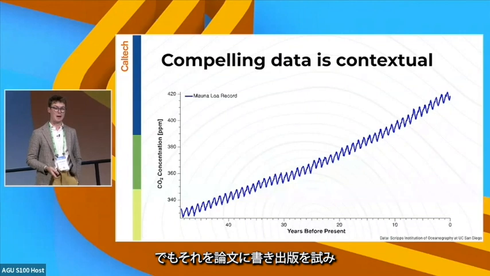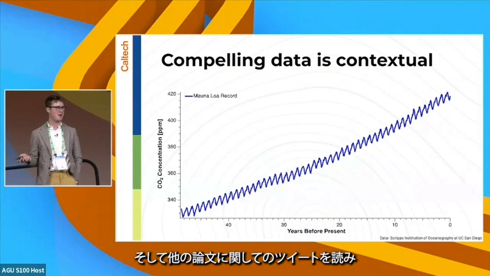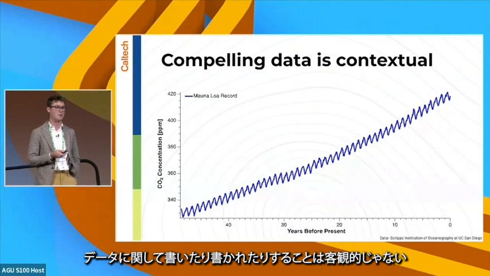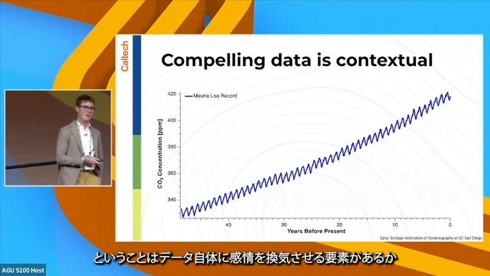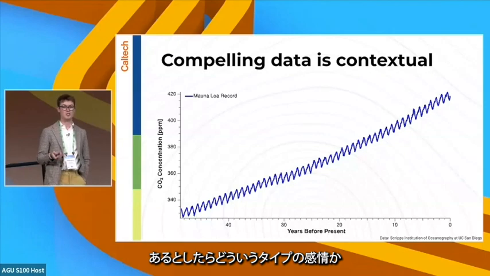But then we write our papers and we submit them, we get our reviews back, and we have reviewers screaming at us or disparaging us, or someone tweets about a paper and maybe they're making a funny comment or a sarcastic one or whatever it is, right? We see that the narratives that we write with our data are not objective. These are now subjective. And so the question I want to pose is whether or not data itself can be emotional, and what types of emotion do they evoke?